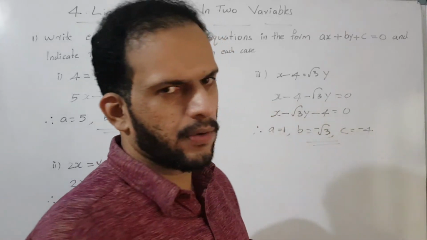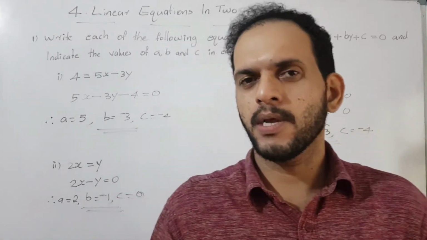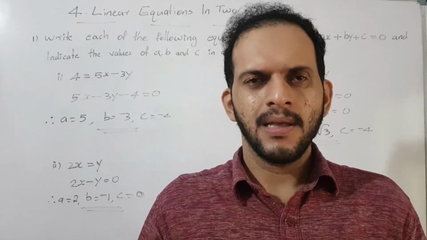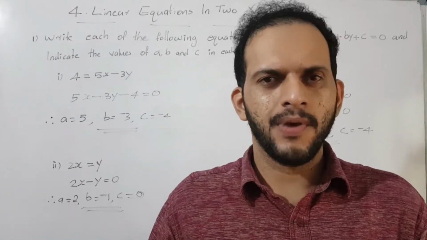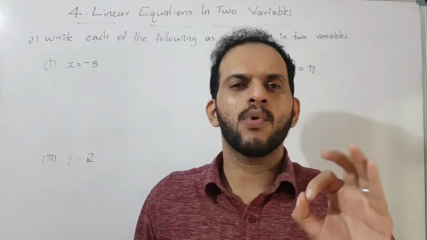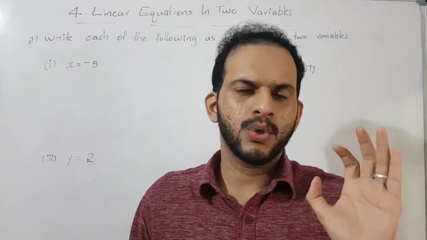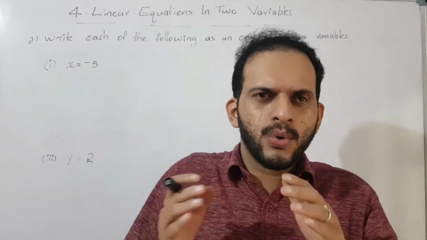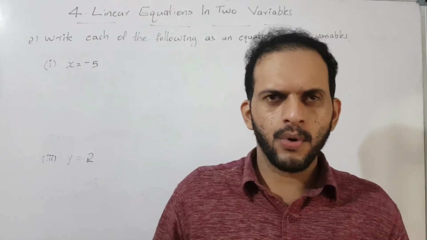Okay, first we convert the equation into the form of ax plus by plus c, then we write the values of a, b and c. I think you got the idea of how to convert a given equation into the standard form of a linear equation in two variables, and how to write the values of a, b and c. Correct? So we go to the next question.